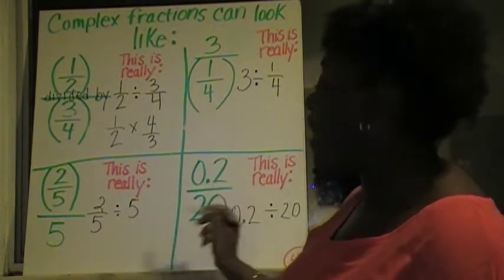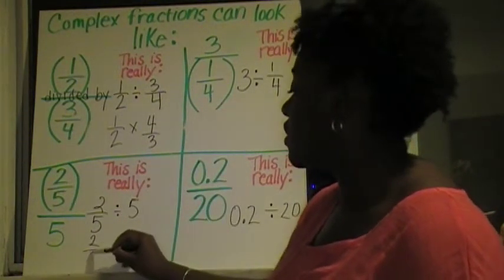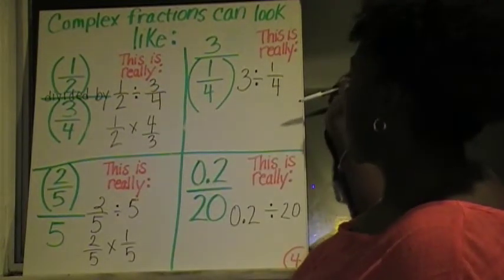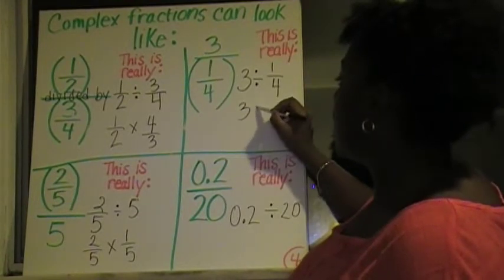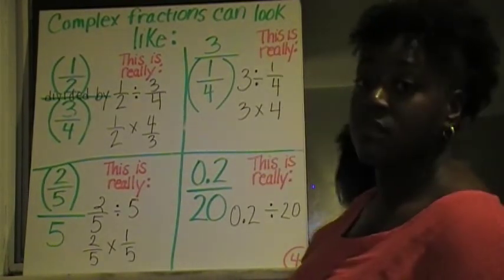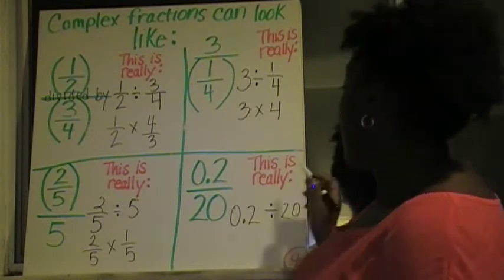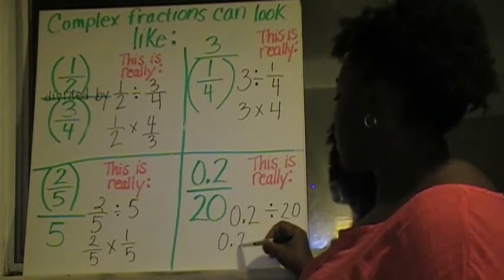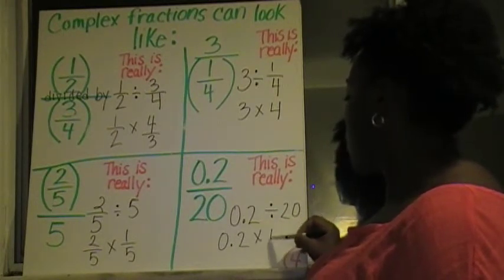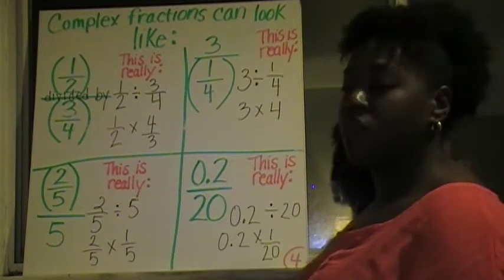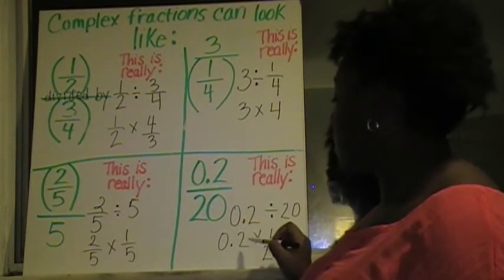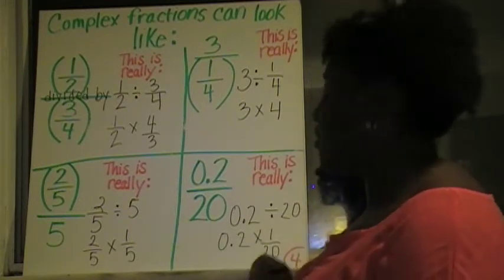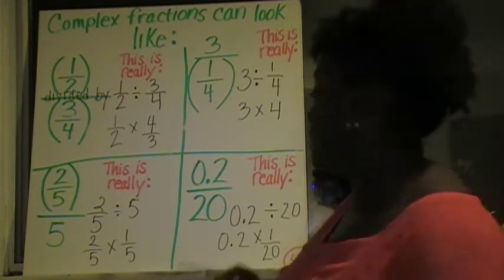2/5 divided by 5 is really 2/5 times 1/5. 3 divided by 1/4 is really 3 times 4. Catch that? And this is really 2/10 divided by 20. This is 2/10 times 1/20. And recall that 2/10 as a decimal, when you read the decimal, you're saying the fraction. So 2/10 looks like 2 over 10.